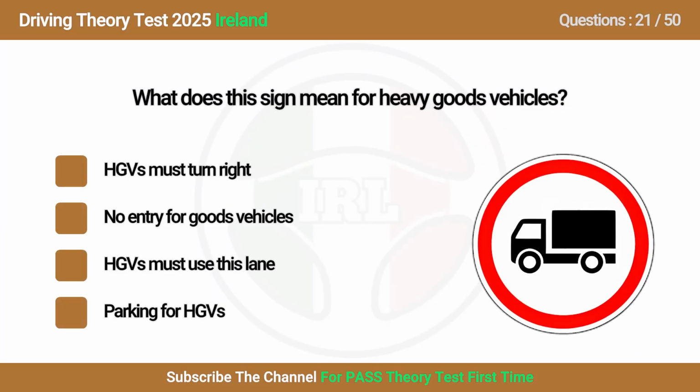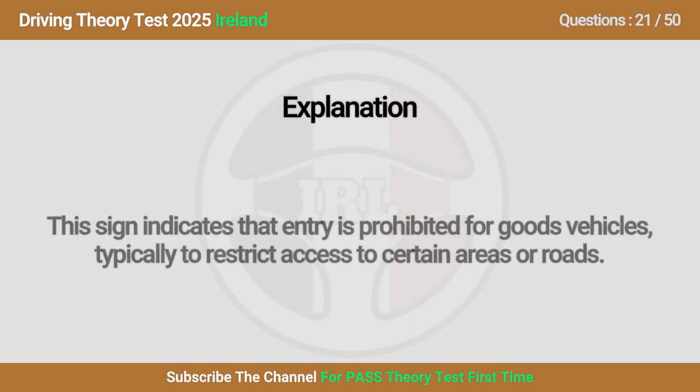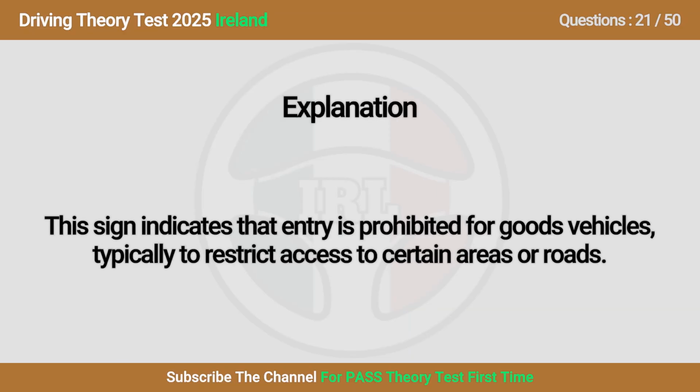Question 21. What does this sign mean for heavy goods vehicles? A. Must turn right. B. No entry for goods vehicles. C. Must use this lane. D. Parking for goods vehicles. Answer is B. No entry for goods vehicles. This sign indicates that entry is prohibited for goods vehicles, typically to restrict access to certain areas or roads.